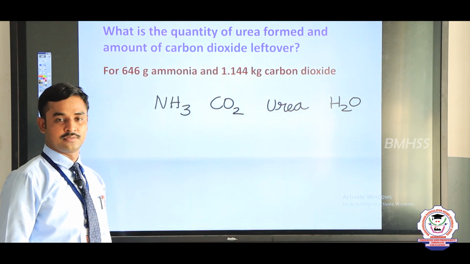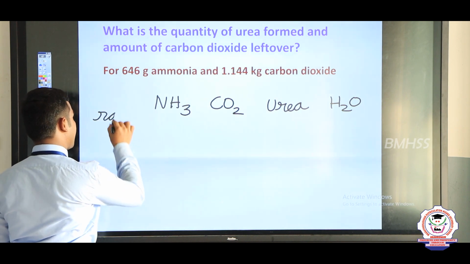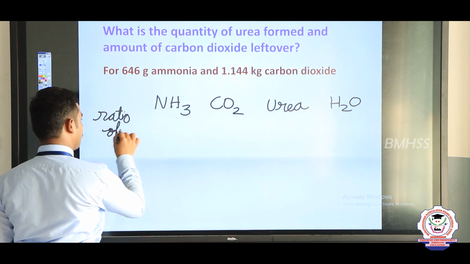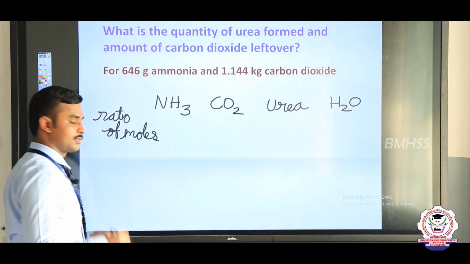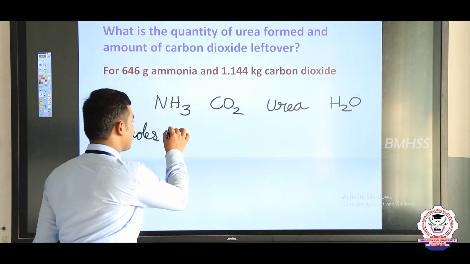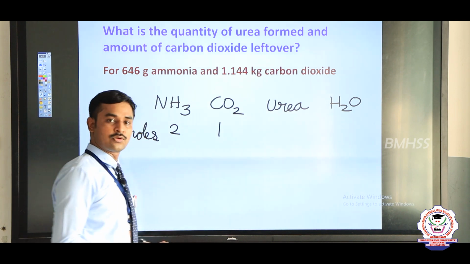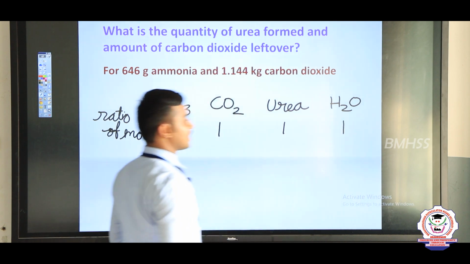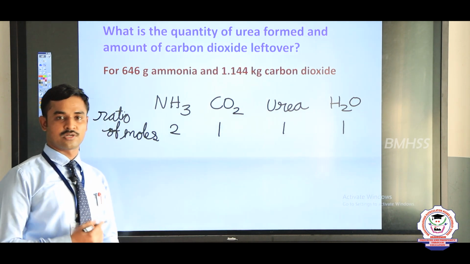Our first step is to write the ratio of moles. So, see students, we take 2 moles of ammonia, so the ratio of ammonia is 2, and we take 1 mole of carbon dioxide. So, for carbon dioxide the ratio of moles is 1, and urea and water molecules obtained in this reaction are also 1. Based on this ratio, we can write the moles of the reactants.